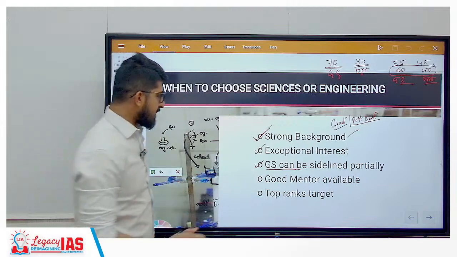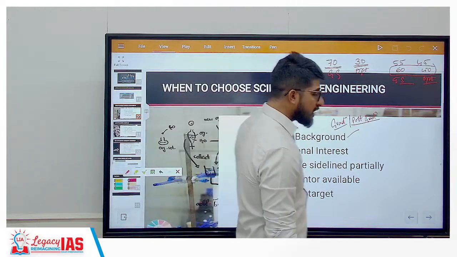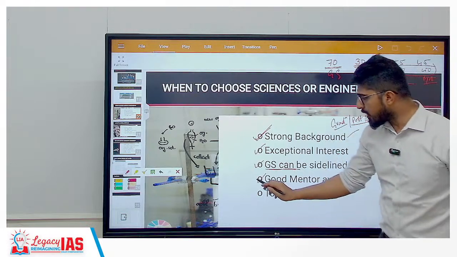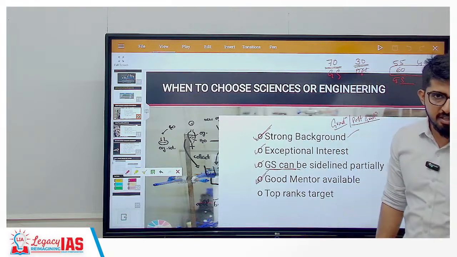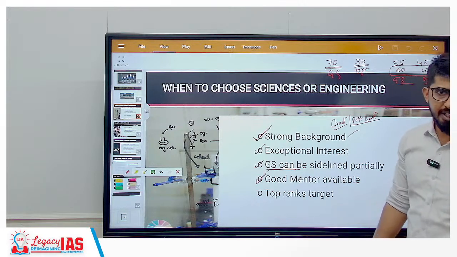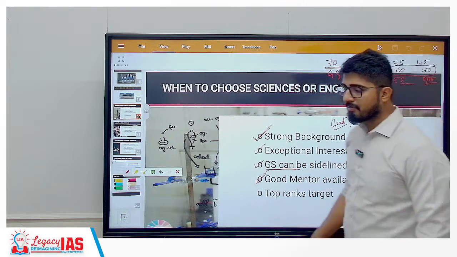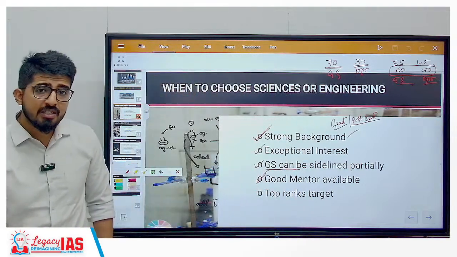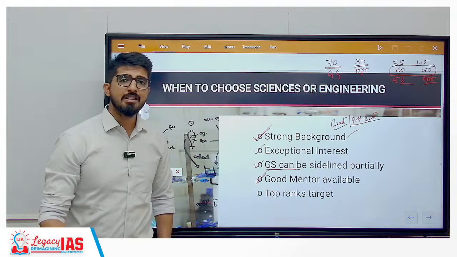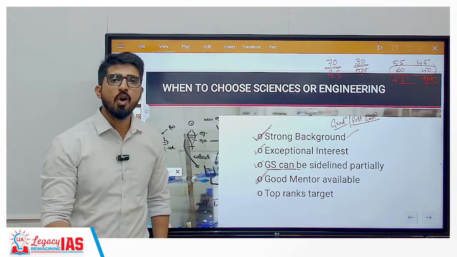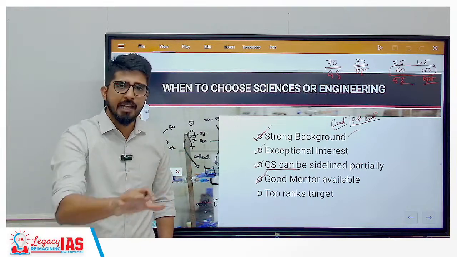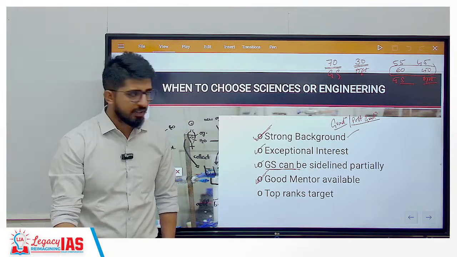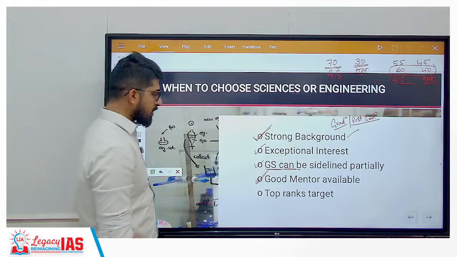And next, you have to consider a good mentor. You have to check whether there is a good mentor available or not, someone who can evaluate your answers and guide you. Say, for example, if you have chosen math as an optional and you tend to get stuck in some of the problems, there should be someone to help you out. Otherwise, you'll be stuck there for a long time. That should not be the case. So you should have a mentor or a coach.